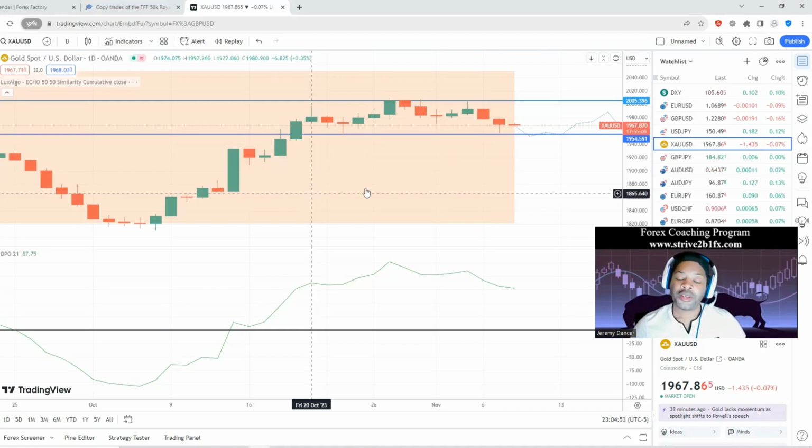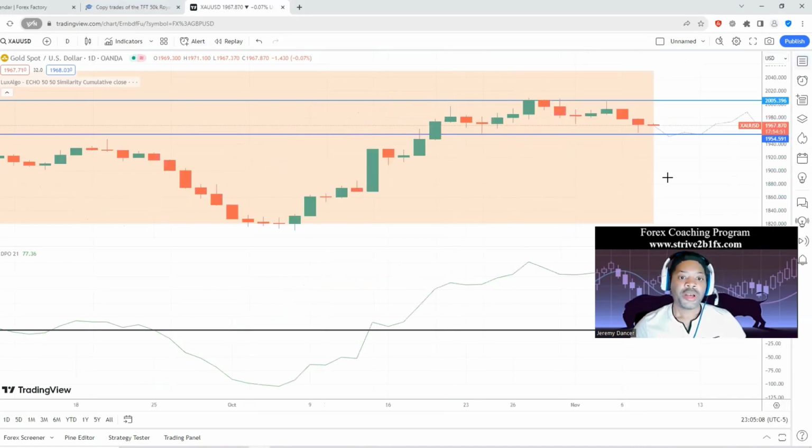Those percentages are supposed to stay very close together. And as long as it's like that, then we can use the US dollar as a tool to gauge what is going to be happening with gold. So that's one clue right there. But let's look at this a little bit further.